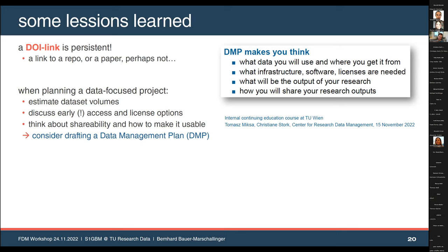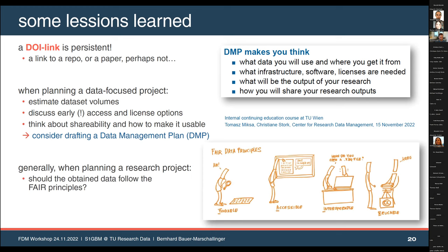and how you will share your research outputs. And generally, I also agree with this, that when you plan a research project, think about these FAIR principles. So is it okay? And if it's okay, please go for it. It should be findable, it should be accessible, it should be interoperable, it should be reusable, because then you can share it, and then you might get more added value than you think in the beginning. So that brings me to my final slide, and I thank you for your attention.